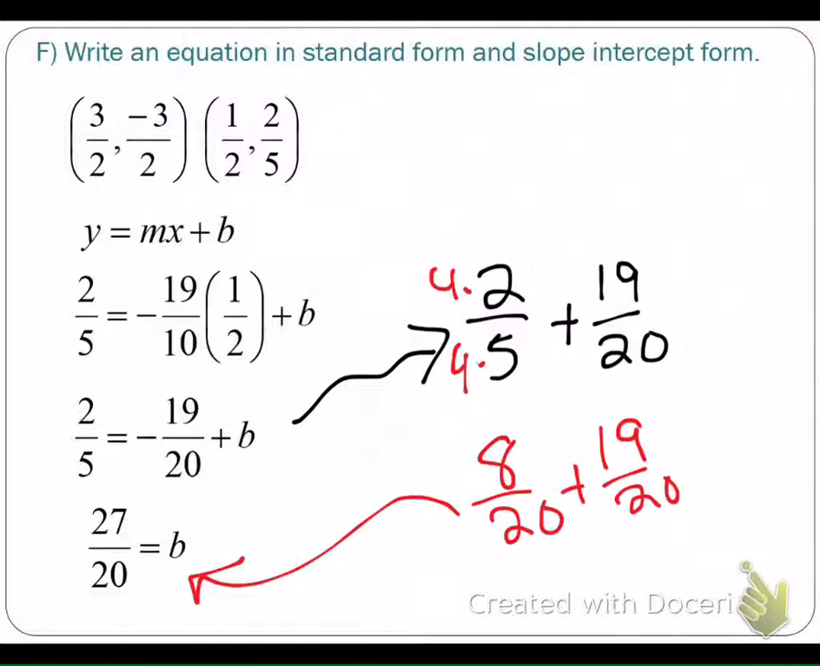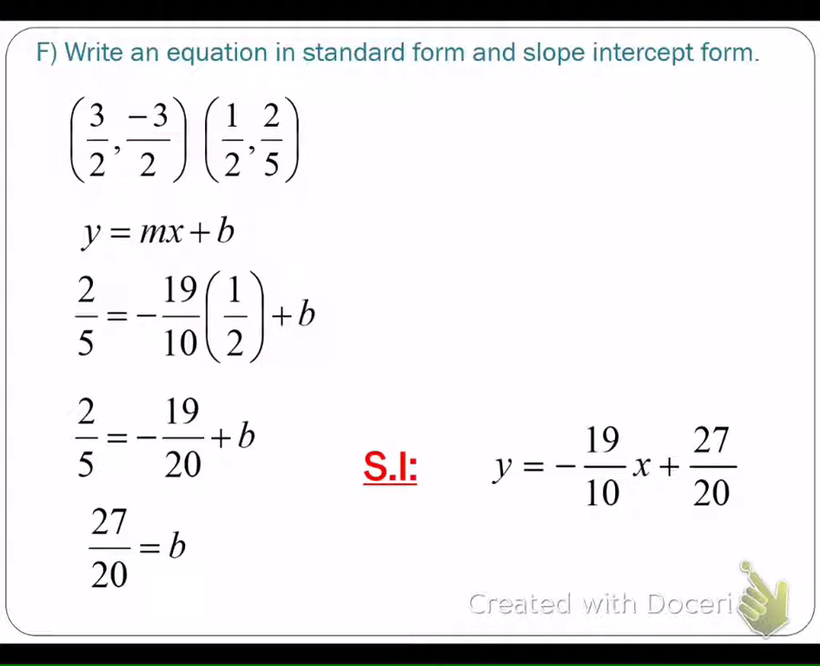Okay? Or use a calculator. There's a whole box of them right in front of me. Okay, am I done? Yes. I mean, I've been working for 2 whole slides. I better be done. No, I'm not. We need to actually write it. So y equals negative 19 tenths x plus 27 twentieths.